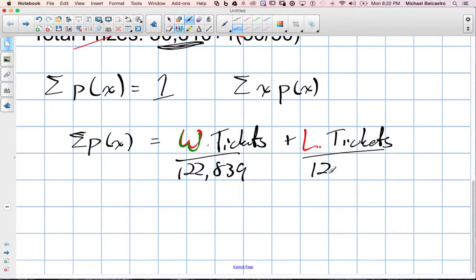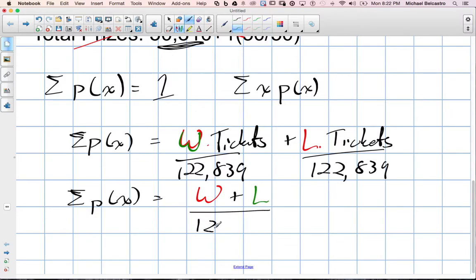122,839. And I'm going to talk about this concept very quickly so that we can go on. Whenever you're adding fractions that have common denominators, we can just write everything over the one denominator, right? So really now the probabilities are your winning tickets, W plus L, winning tickets plus losing tickets over 122,839, and that will equal 1 because you only get winners or losers. Those are the only two options. So we know losing tickets, the expected outcome, the dollar value of a losing ticket, is $0. You didn't win anything.